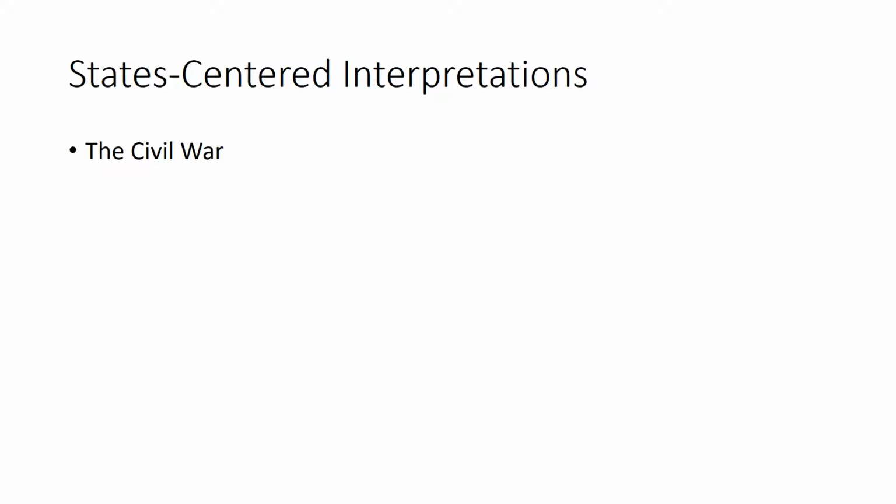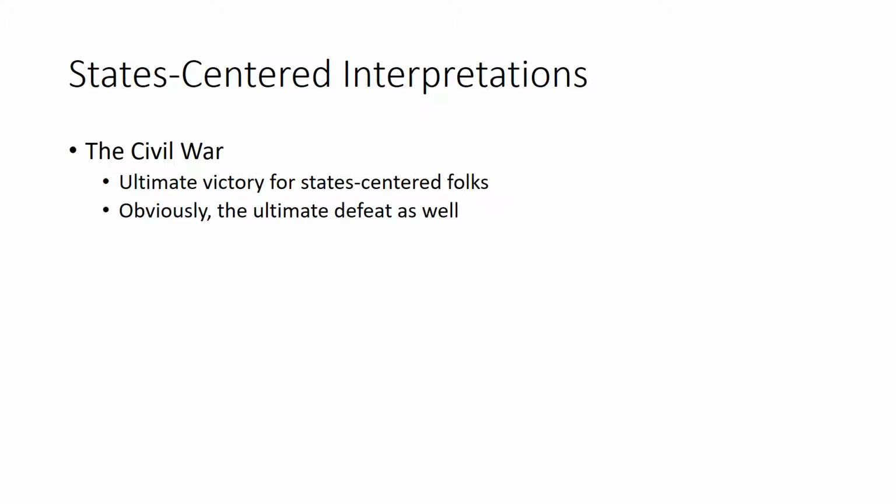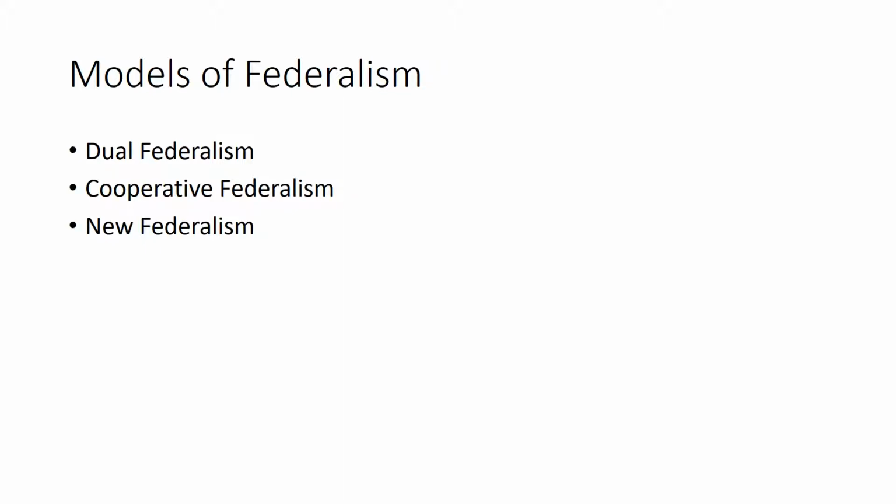Last state-centered interpretation, Civil War. The states said, you know what, we've had enough. We're leaving the Union. So that was the ultimate state-centered interpretation. We get to leave the Union. It turns out, no, you can't leave the Union. So it was their ultimate defeat as well. Now, we're going to talk about models of federalism. These are not hard and fast, right? These are ways we look back at federalism and say, let's explain how government worked.